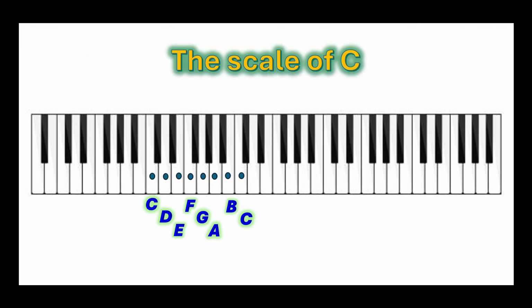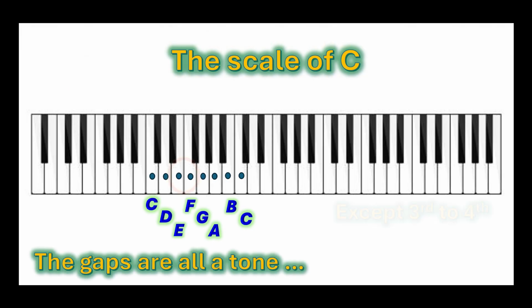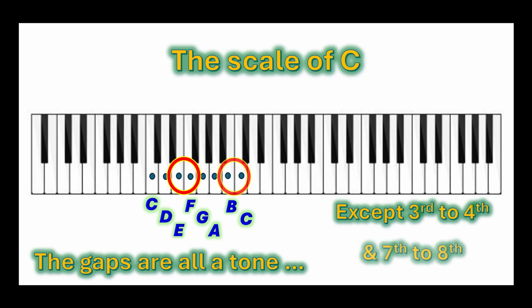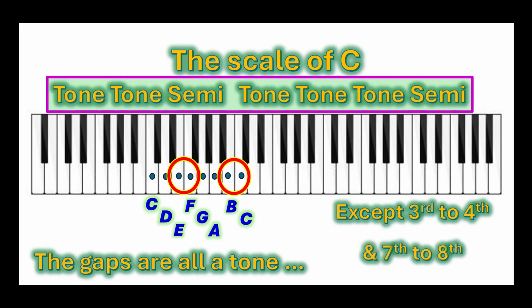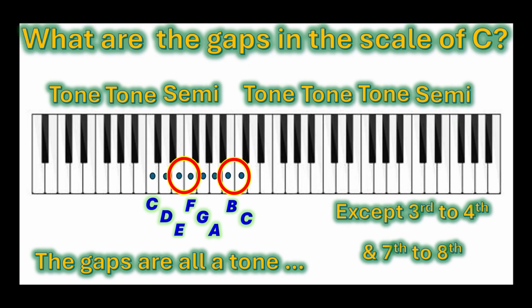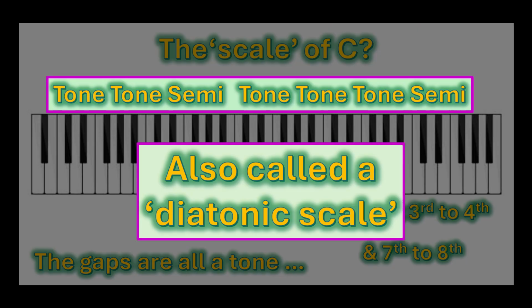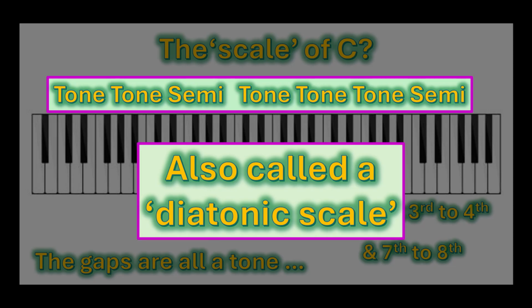Did you get them all right? Tone, tone, semitone, tone, tone, tone, semitone. They're all tones except for the third to the fourth and the seventh to the eighth. This arrangement, tone, tone, semitone, tone, tone, tone, semitone, that is the fundamental basis of a diatonic scale. Any scale that has those gaps is a diatonic scale. Any scale that has those gaps will sound like this: do, re, mi, fa, sol, la, ti, do.